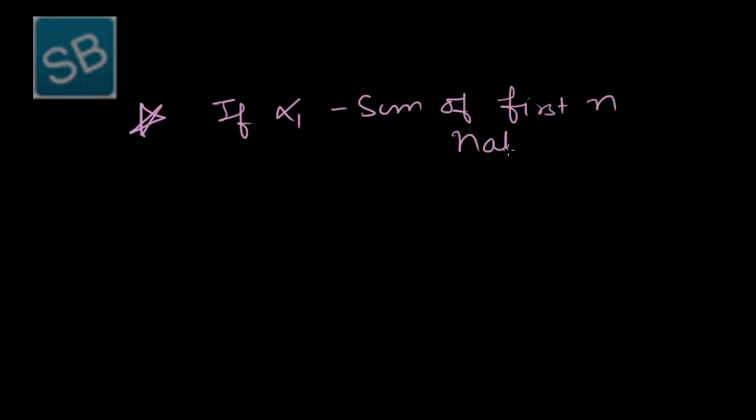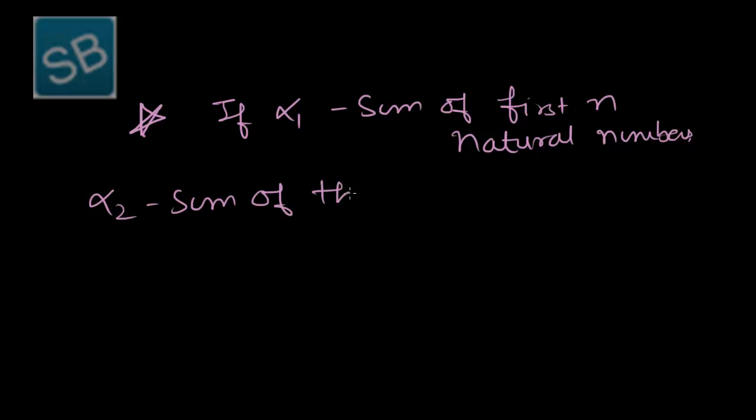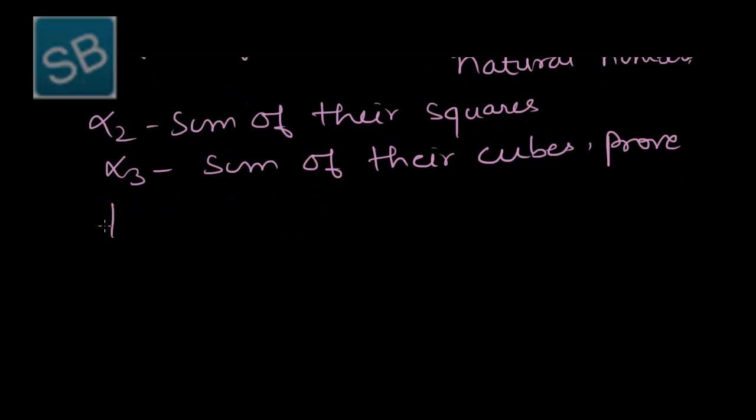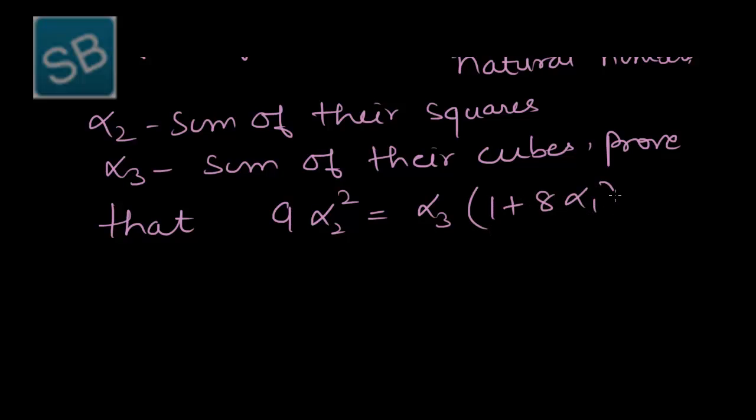Now the next problem is: if alpha 1 is the sum of the first n natural numbers, and alpha 2 is the sum of their squares, and alpha 3 is the sum of their cubes, then prove that 9 alpha 2 square is equal to alpha 3 into (1 plus 8 times alpha 1).